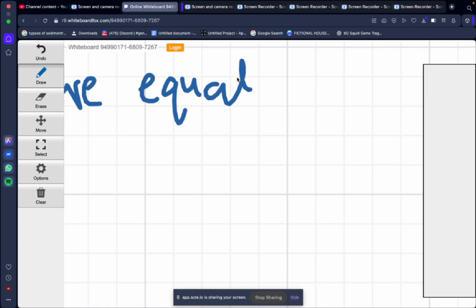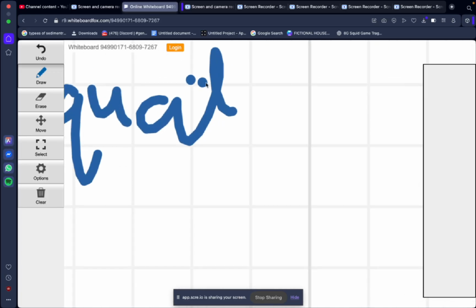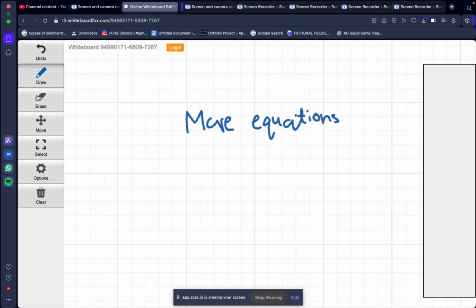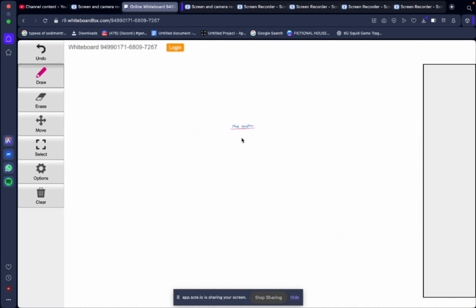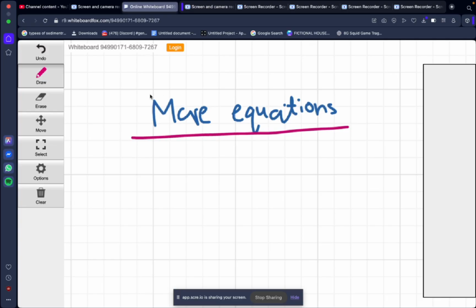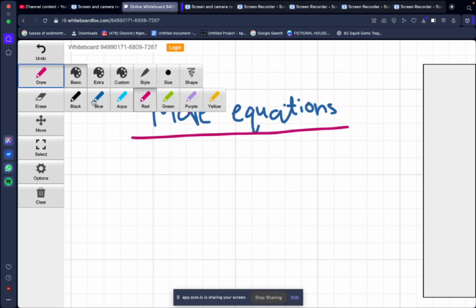equations. If I spell equations wrong, I do not care, because I do not care about spelling. This is math class. Do not talk about my spelling. Numbers are more important than letters. Trust. And this is more equations, by the way, not mere equations.